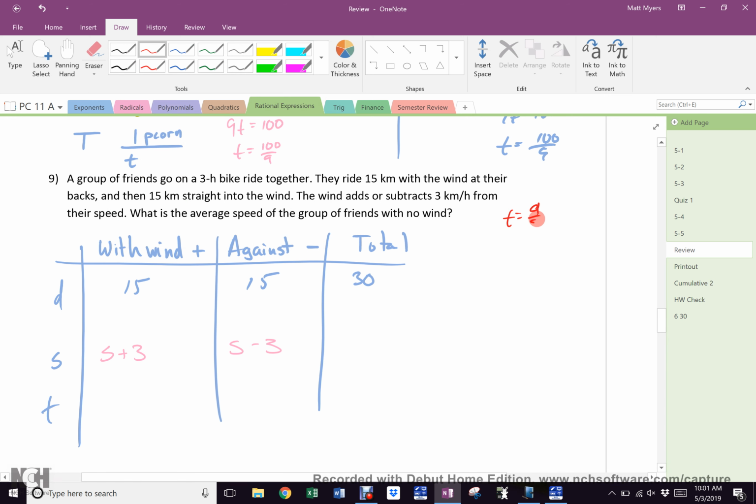T equals D over S. What's our D? 15 over S plus 3. What's our D, our T? 15 over S minus 3. What was our total time?